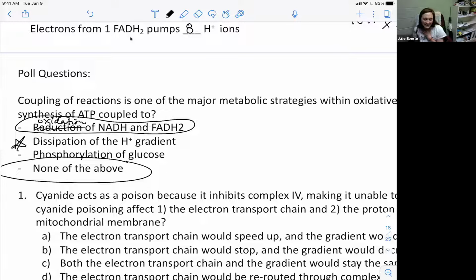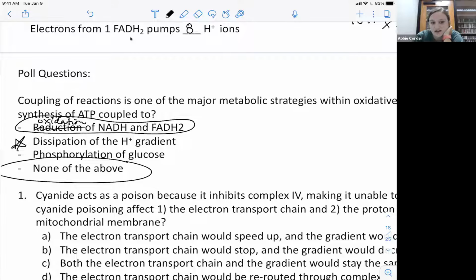NAD and FAD are reduced in the citric acid cycle, and they're oxidized in the electron transport chain. So the correct answer would be, nope, it's not coupled to the reduction of NADH, because NADH is not reduced, it's oxidized, and so is FAD. Does that make sense? And that's why it's called oxidative phosphorylation. So the correct answer there would be none of the above, but if it said the oxidation of NADH and FADH2, then you would pick that. Because that is what, yes, Abby.